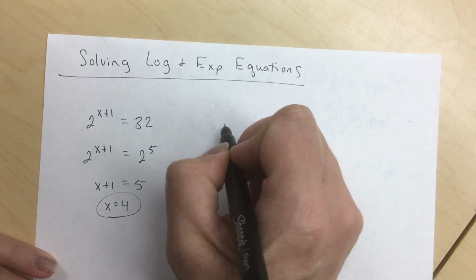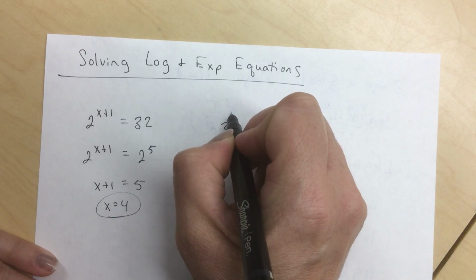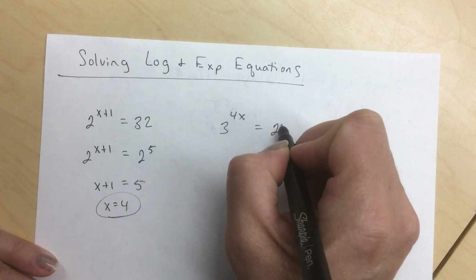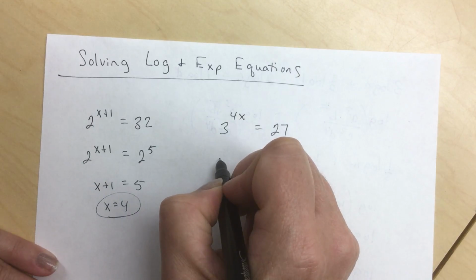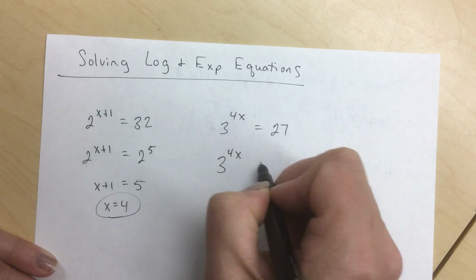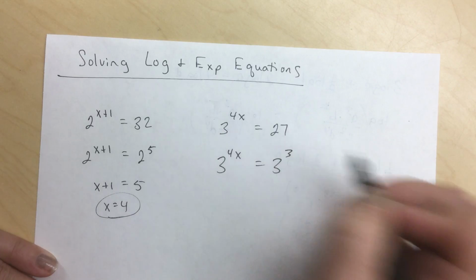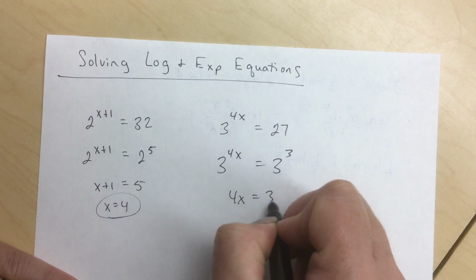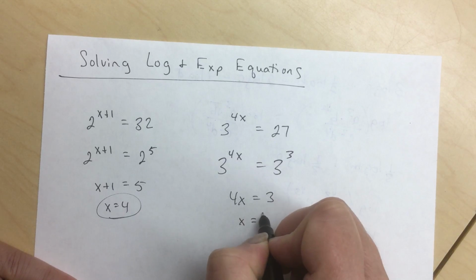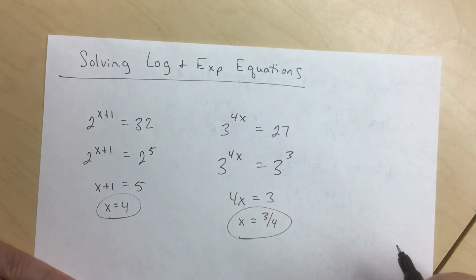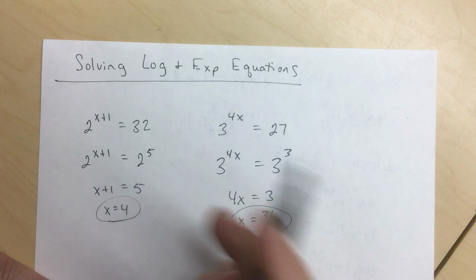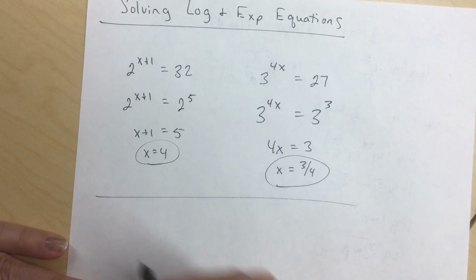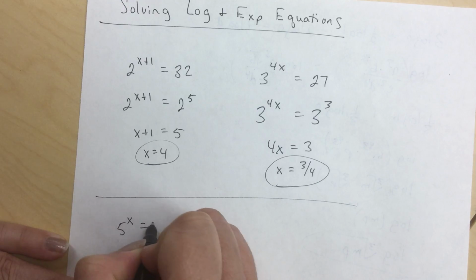let's say I have 3 to the 4x equals 27. So 3 to the 4x would equal 3 to the third. So that means 4x equals 3. So divide by 4 and x equals 3/4. So if you can change them to have the same base, then that is a lot easier way to do it. Okay, so if you have 5 to the x equals 40.